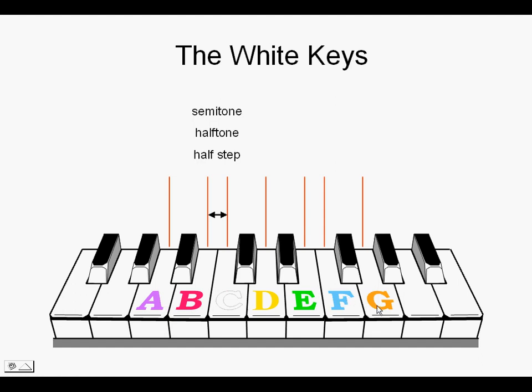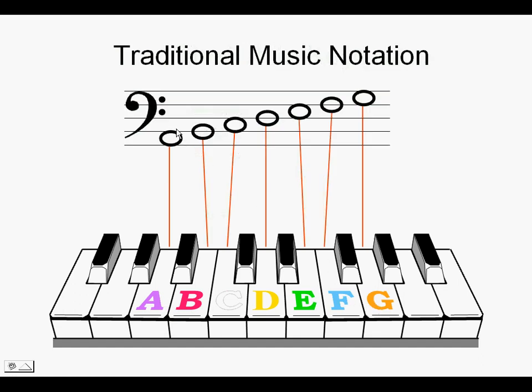The white keys are written in traditional notation as notes on a staff or stave, and I've chosen the bass clef here because in the bass we do go from A to G. The notes are in the spaces or on the lines, and they rise uniformly, but they don't take into account the difference between the tones and the semitones. This is one of the problems with traditional music notation.